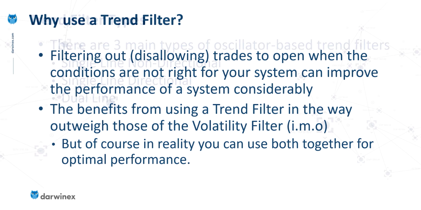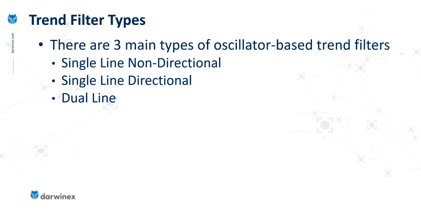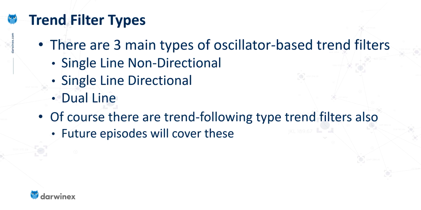Now, from my experience, there are 3 main types of oscillator-based trend filters. And I've given these types the names single line non-directional, single line directional, and dual line. There are, of course, other types of trend filter, but these tend to be trend following indicators. So although I won't be covering them right now, I will be covering these in a future episode.